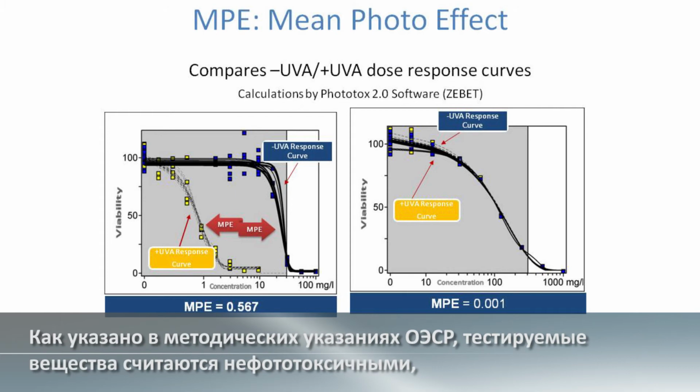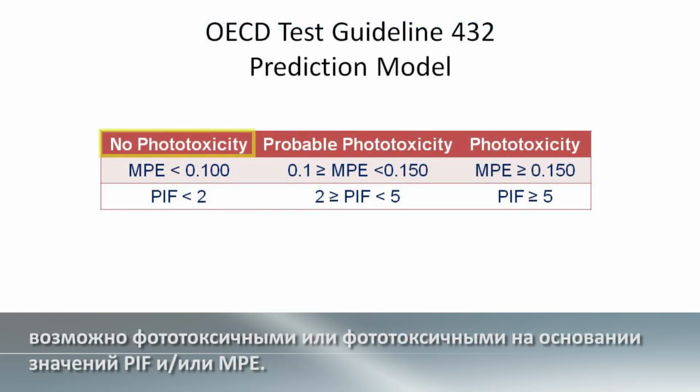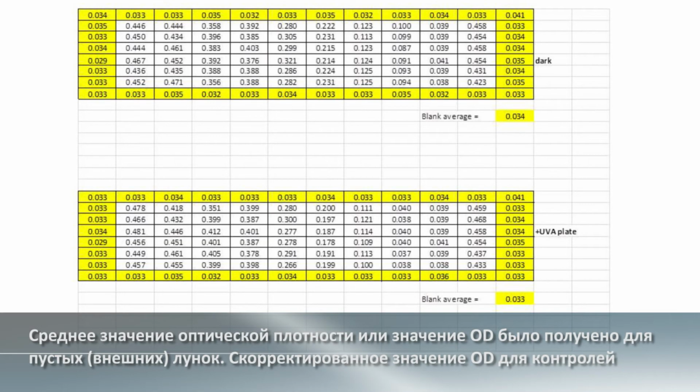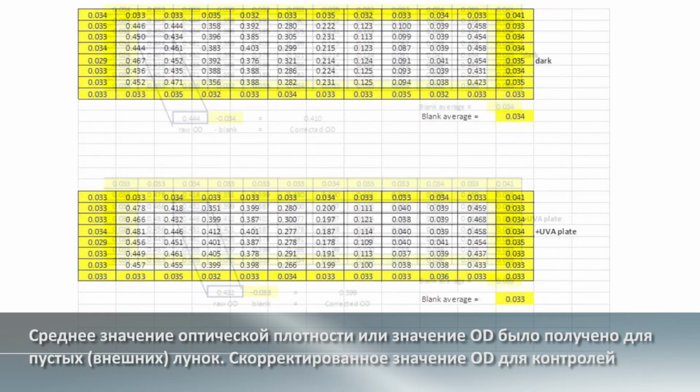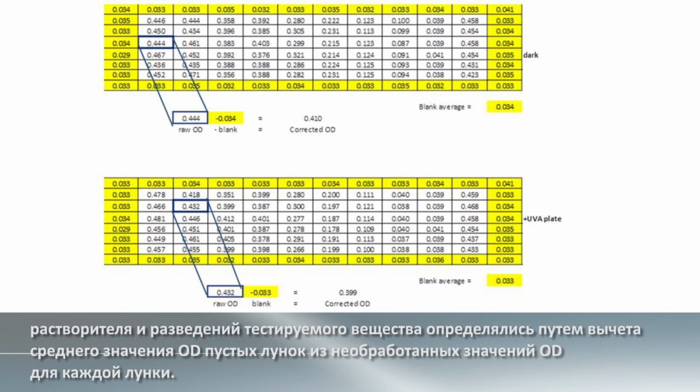As outlined in the OECD test guideline, test substances are considered as non-phototoxic, probable phototoxic, or phototoxic based on the PIF and/or MPE values. The mean optical density value, or OD value for short, for the blank outer wells was obtained. The corrected OD value for the solvent controls and test substance dilutions were determined by subtracting the mean OD value of the blank wells from the raw OD values from each well.